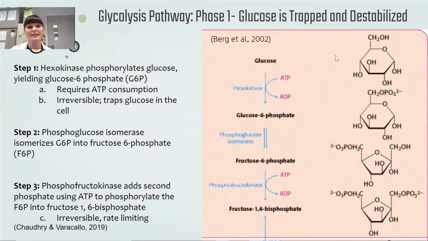So this slide consists of glycolysis phase 1, where glucose is trapped and destabilized. Now, if I were teaching glycolysis to, say, a high school biology class that wasn't an AP class, I might just leave my explanation at glucose is trapped and destabilized in phase 1. But the more advanced the class, the more specific you should look at the exact mechanism.